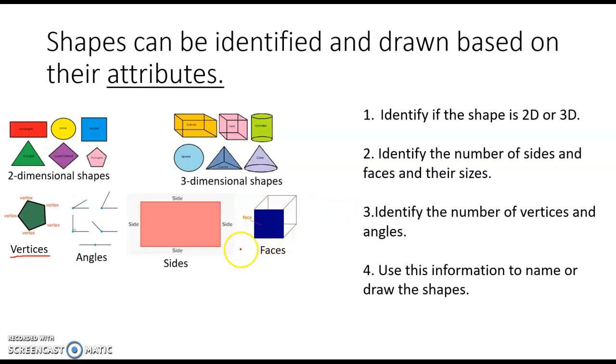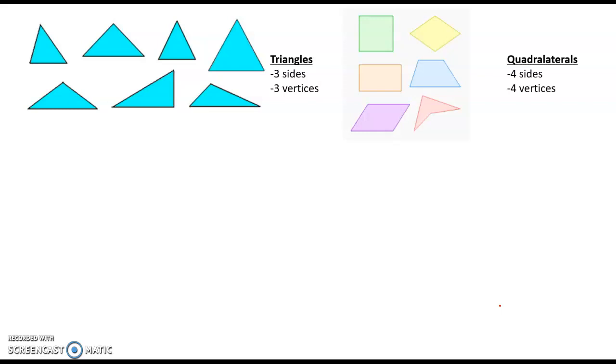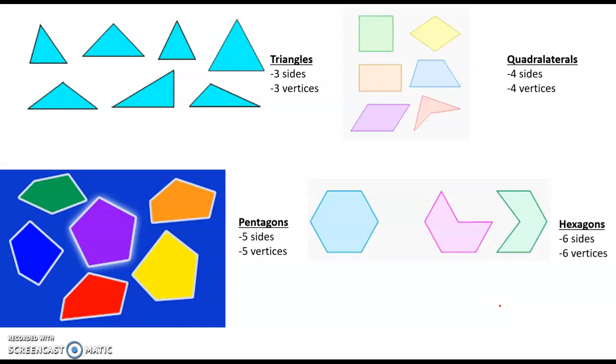We can use information about the attributes of the shape to name or draw the shapes. Here are some of the shapes that you're going to name and draw in this unit. These are triangles. Triangles have 3 sides and 3 vertices. These are quadrilaterals. Quadrilaterals have 4 sides and 4 vertices. These are pentagons. Pentagons have 5 sides and 5 vertices. And these are hexagons. Hexagons have 6 sides and 6 vertices.